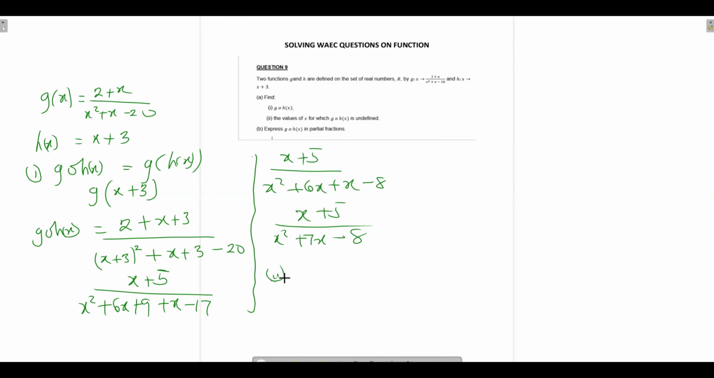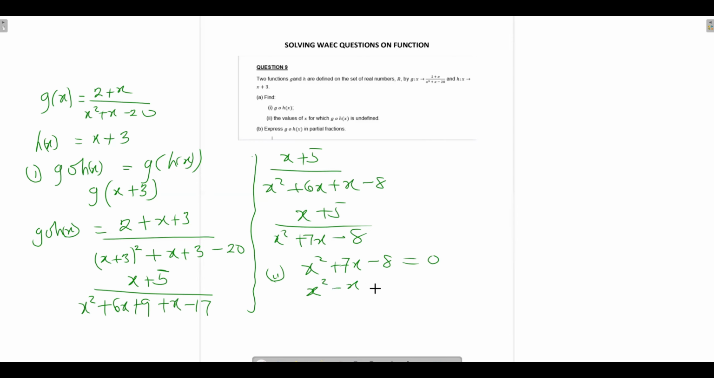And the second question is saying the values of x for which g of h of x is undefined. Anytime you see the word undefined, it means we turn the denominator to 0. That means x squared plus 7x minus 8 is equal to 0. You see that the denominator is a quadratic function, so we solve it using the factor method. We find two factors that multiply to get minus 8 and add to get 7, and that should be plus 8 and minus 1.